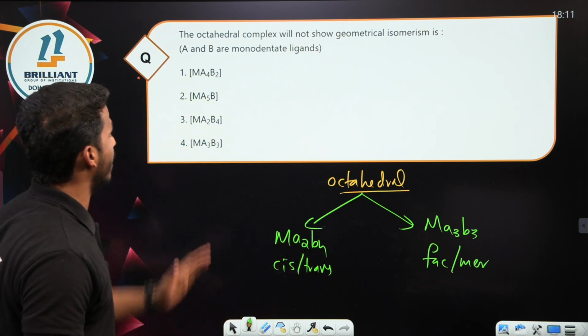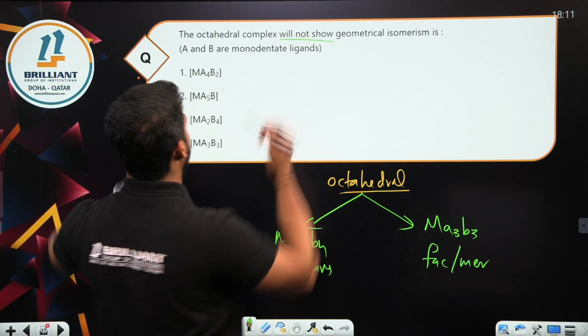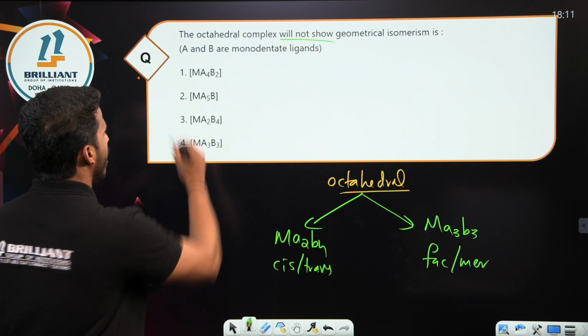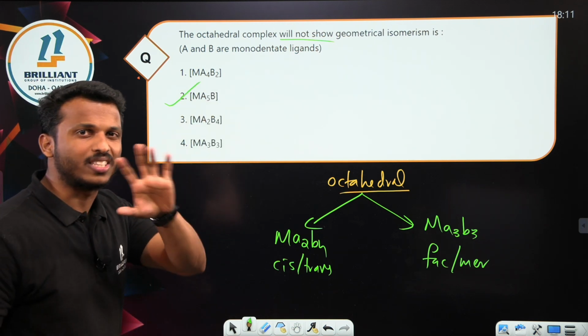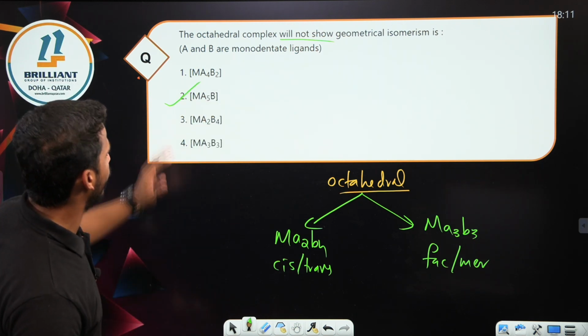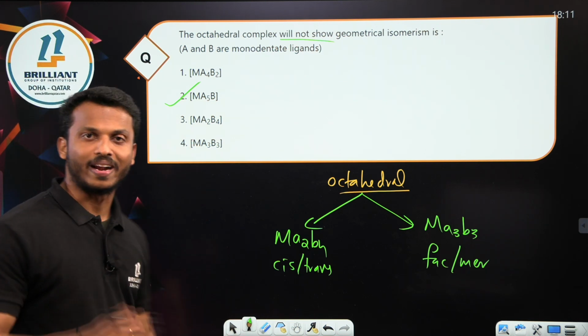So in octahedral complexes, which will not show geometrical isomerism? MA5B, such a set cannot show any kind of isomerism. 2 is the correct answer.